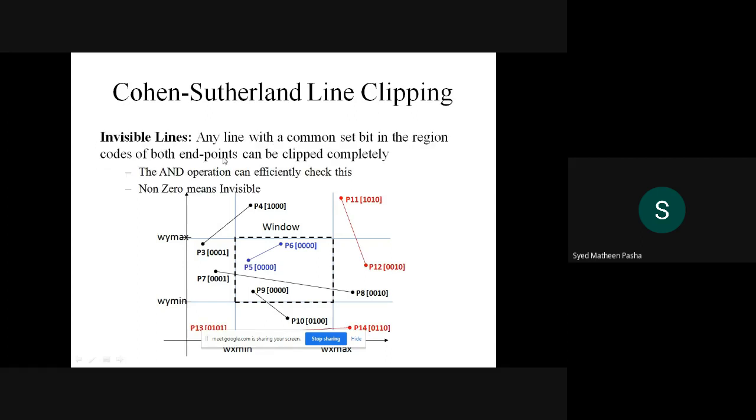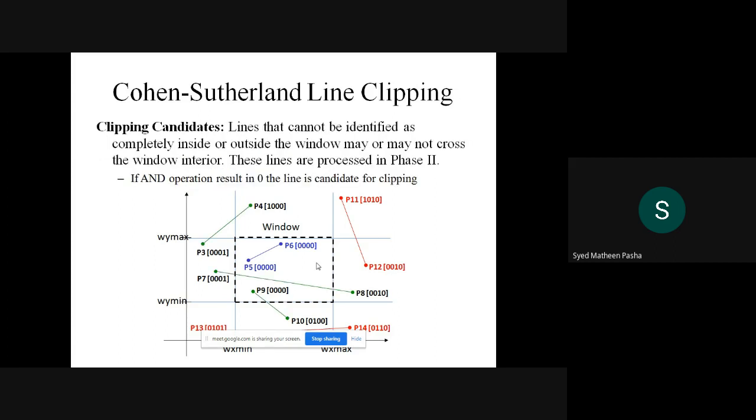Similarly, invisible lines. Any line with a common set bit in the region codes of both endpoints can be clipped completely. I can call P11 and P12 an invisible line because it falls outside the boundary. In the Cohen-Sutherland algorithm, you need to remember the terminologies such as visible lines, invisible lines, and clipping window. So these are the definitions of visible as well as invisible lines.